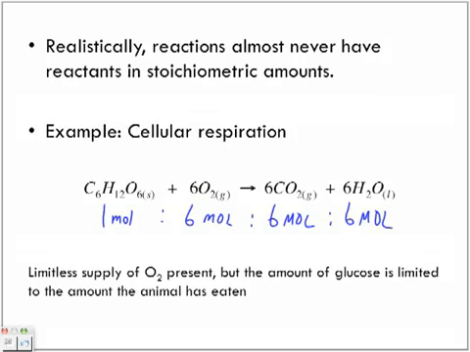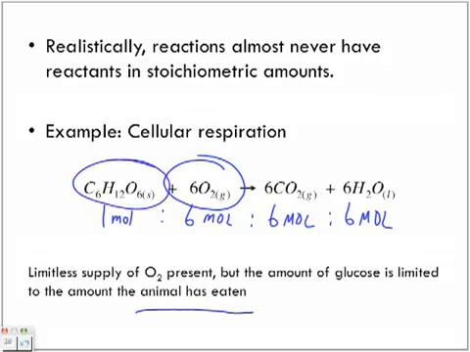Ideally, but realistically, this amount of oxygen is constantly present. So as we said, there's a limitless supply of oxygen present, but the amount of glucose is limited to the amount the animal has eaten. So it depends on yourself when you're breaking down the glucose in your body. This reaction is limited to how much glucose you have in your body.